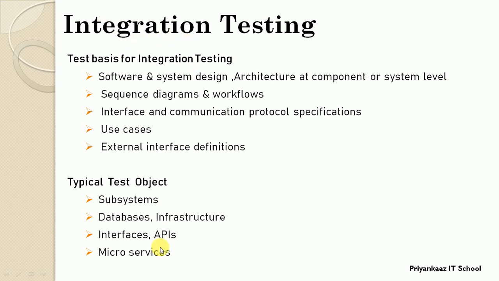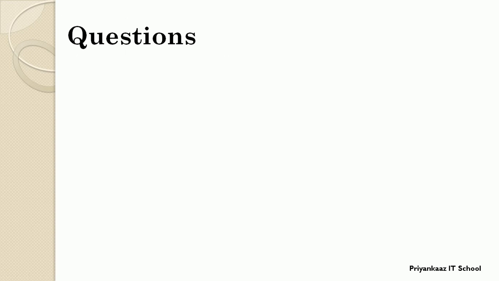So what is a typical test object? What can we test at the time of integration testing? It is not concerned only with a particular module or component or only a particular system. Let's see what we can test. Here we can test subsystems and their relationships, databases and their relationships, infrastructure, interfaces, APIs, and microservices also at the time of integration testing. So in this way, guys, you should know the details about integration testing.